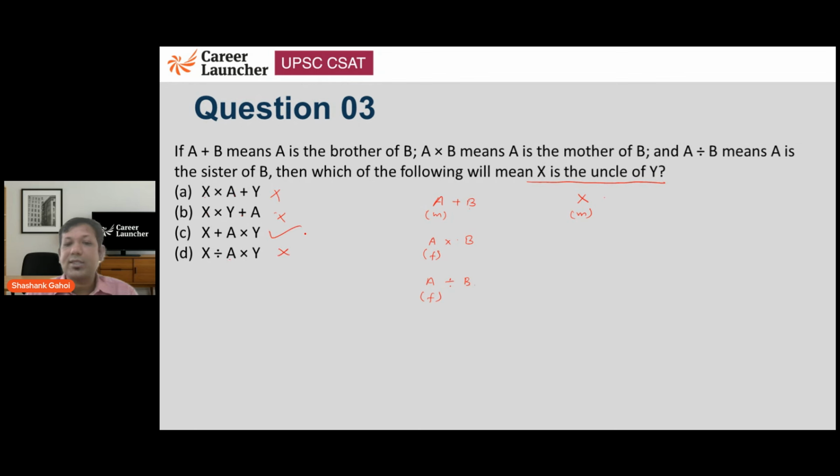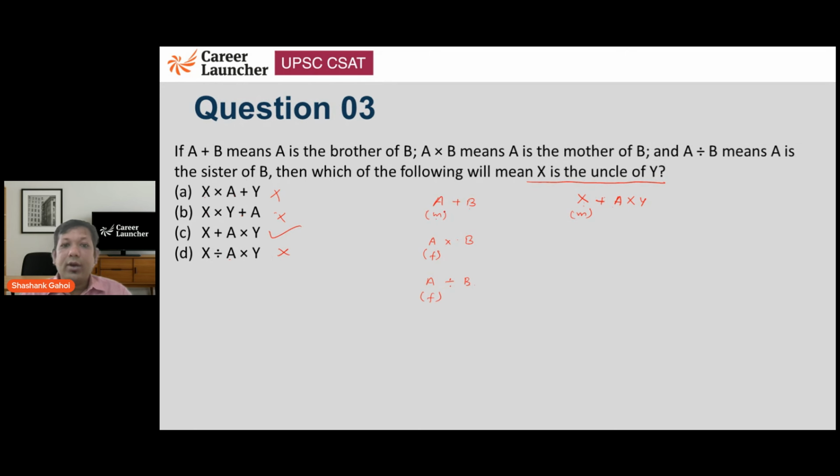तो व्हाट इज द आंसर? आंसर इज गोइंग टू बी सी. वी डोंट हैव टू कैलकुलेट द रिलेशंस बिकॉज X plus A means X is the brother of A, right? And A into Y means A is the mother of Y. It means X is going to be uncle of Y. We can directly figure that out. But instead of checking every option, you can just eliminate it by using the genders.